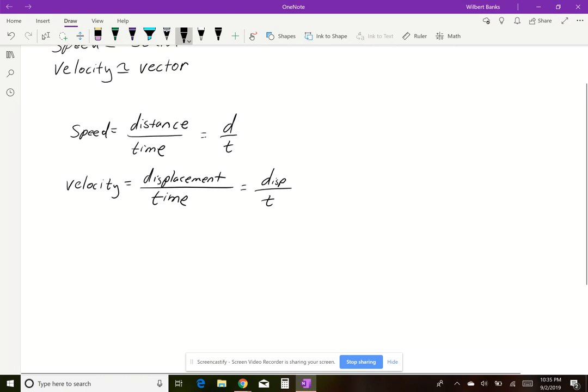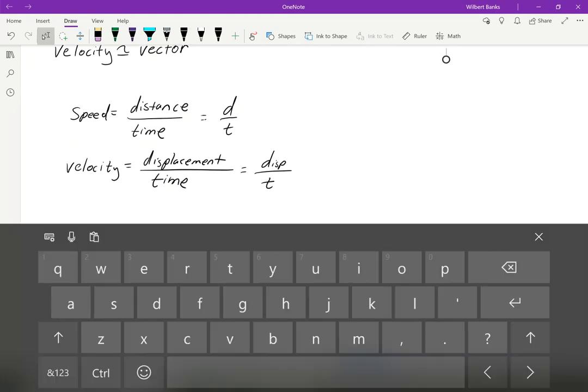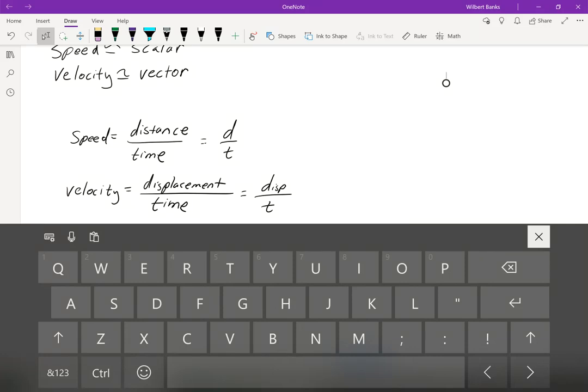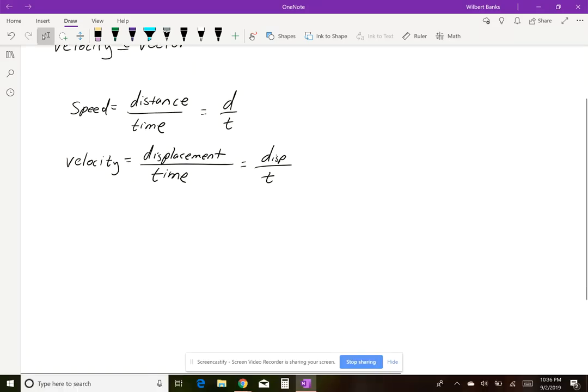So we have two equations, one equation for speed and another equation for velocity. And those are the two equations that you see on your screen. I'm going to exit out of this right here.